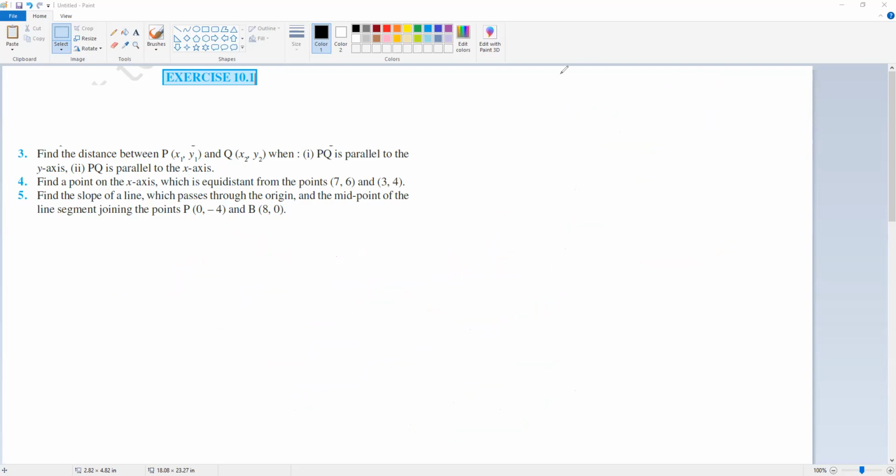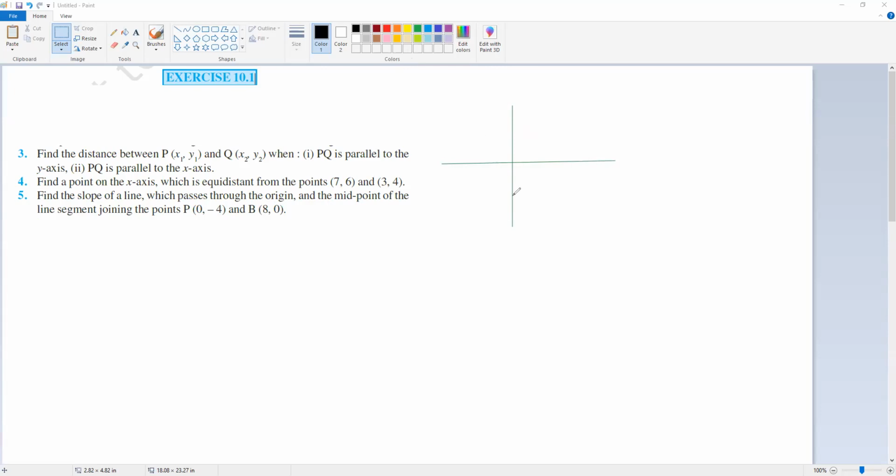Okay, next question. Find the slope of the line which passes through the origin and the midpoint of the line segment joining the points 0 minus 4. First of all, draw a rough picture.